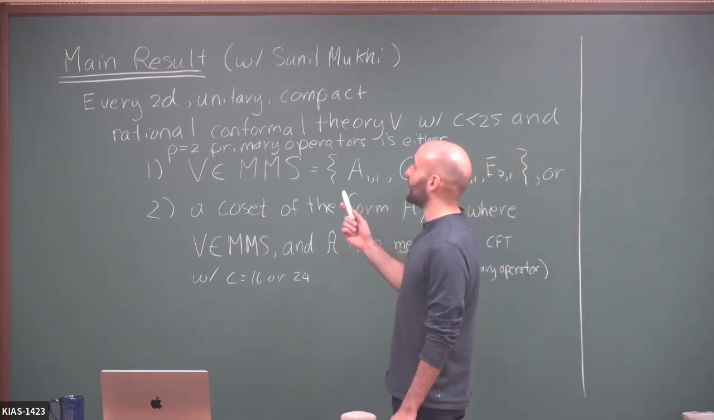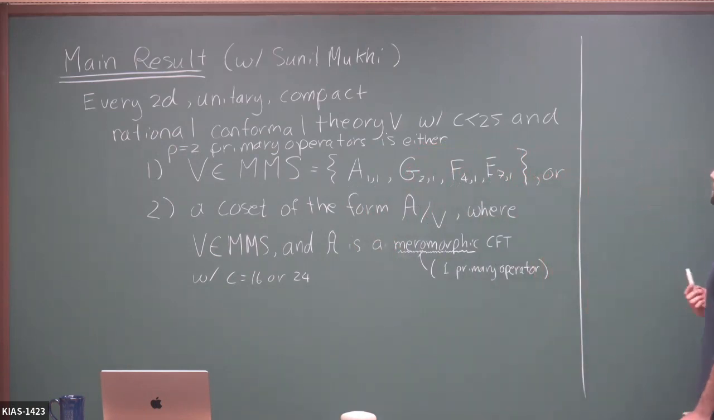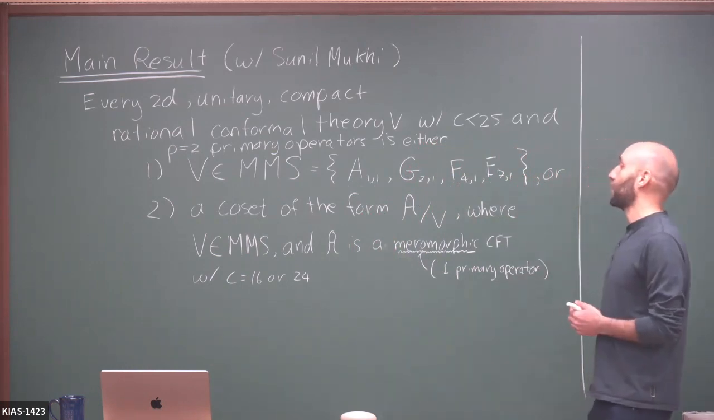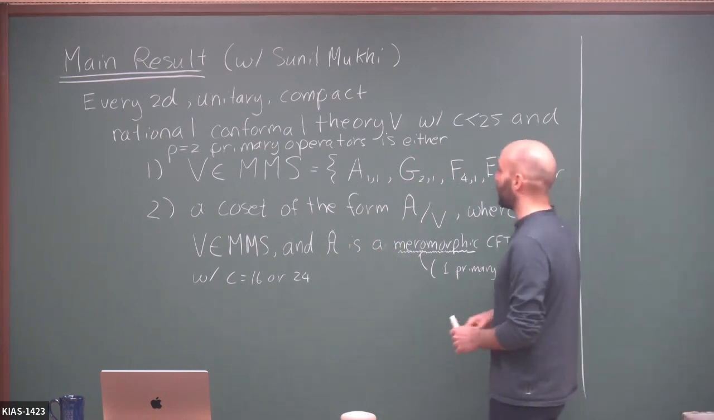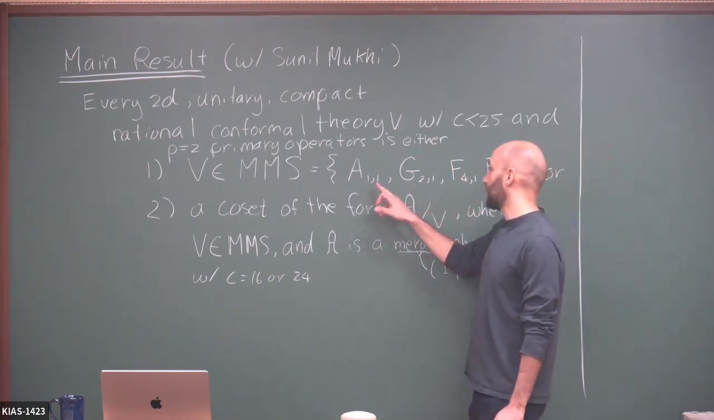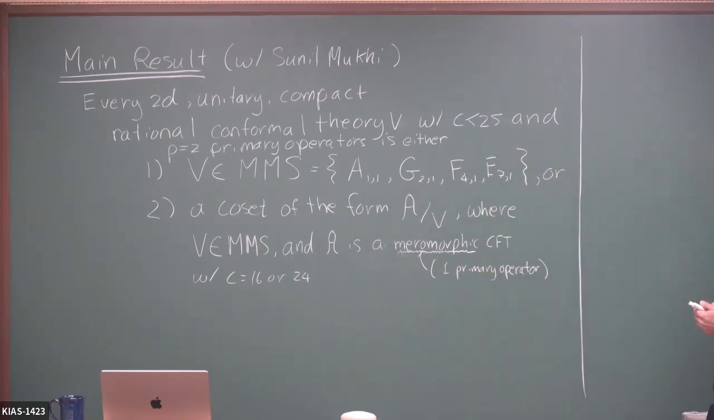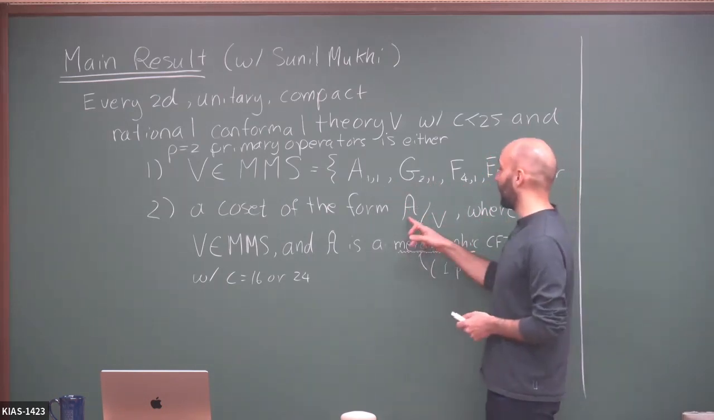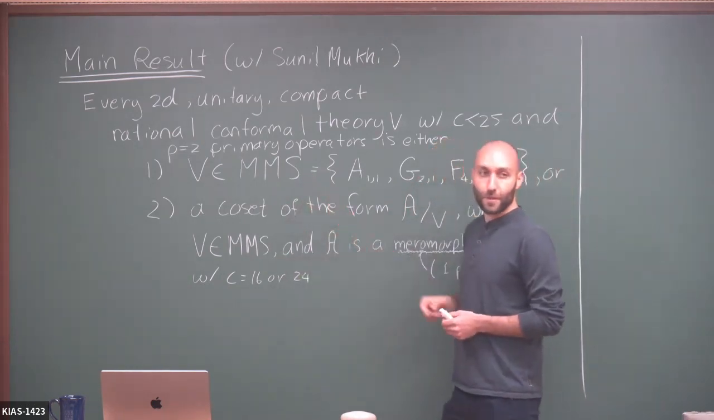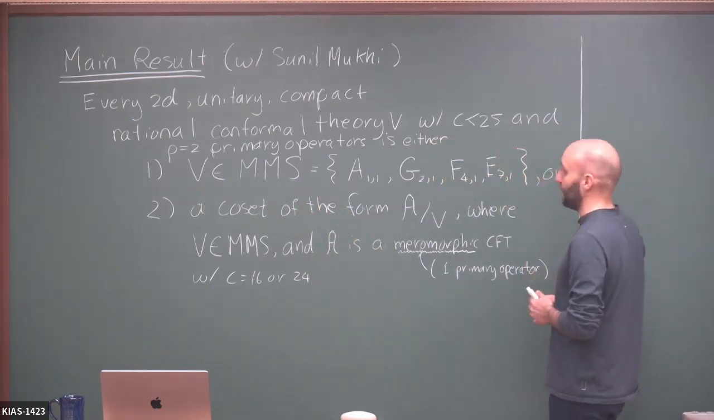But the result is that every 2D unitary compact rational conformal field theory, V, with central charge less than 25 and with two multiplets of primary operators is either one of these four WZW models at level 1 based off of the Lie algebras SU2, G2, F4, or E7, or it is a coset of the form A mod V, where V is again one of these theories up here. So I'm calling them MMS for Mathur Mukhi Sen, who originally studied them.